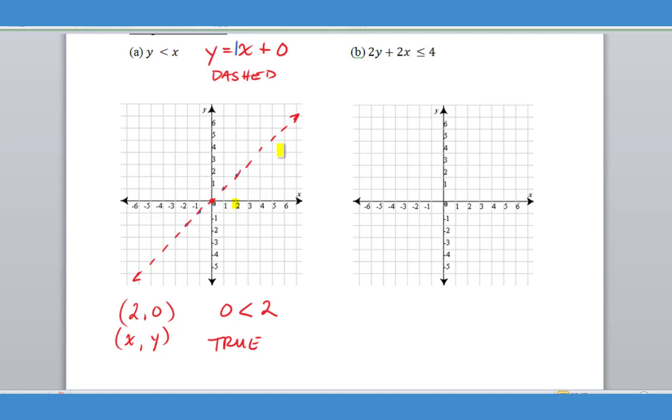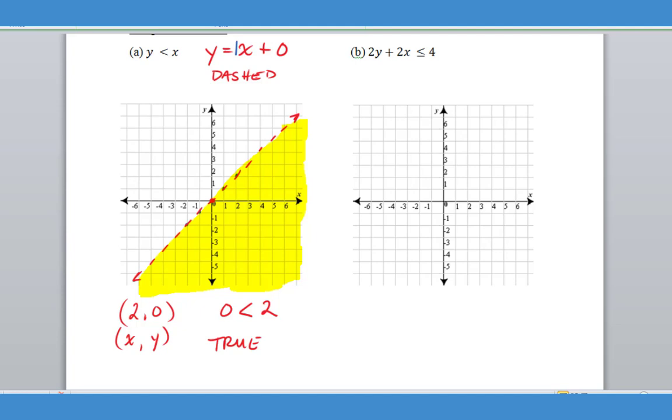So I'm going to take my little highlighter function and do the best I can to stay on this side of the line to represent all of the solutions to this inequality. And so that is the answer to that problem. That graph with the shaded part is the correct answer to graphing this inequality.